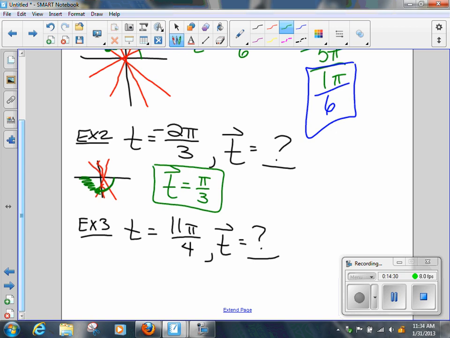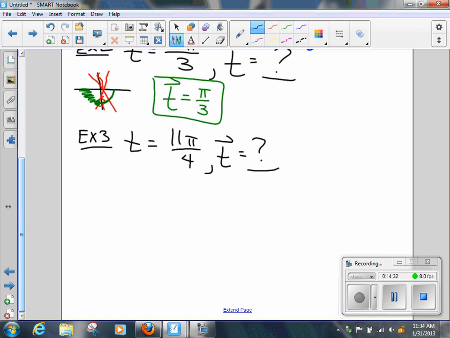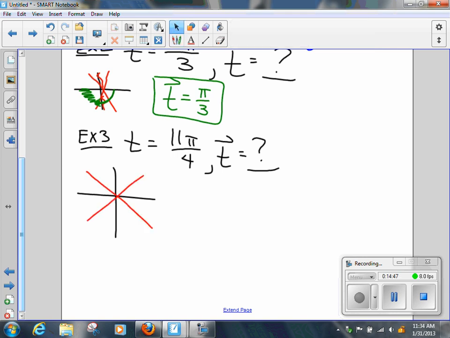How about 11 pi over 4? Without drawing it. See, I can't do this one without drawing it. Maybe in my mind, I'm thinking it right now. Okay? 4s. 4s are always nice, aren't they? Because we're dealing in what kind of increments? 45s. 11 pi over 4, rotating up or down? Up. So it's going to be 8, 9, 10, 11. Do you guys agree with that? Yeah? What's the distance to the x-axis? Pi over 4.